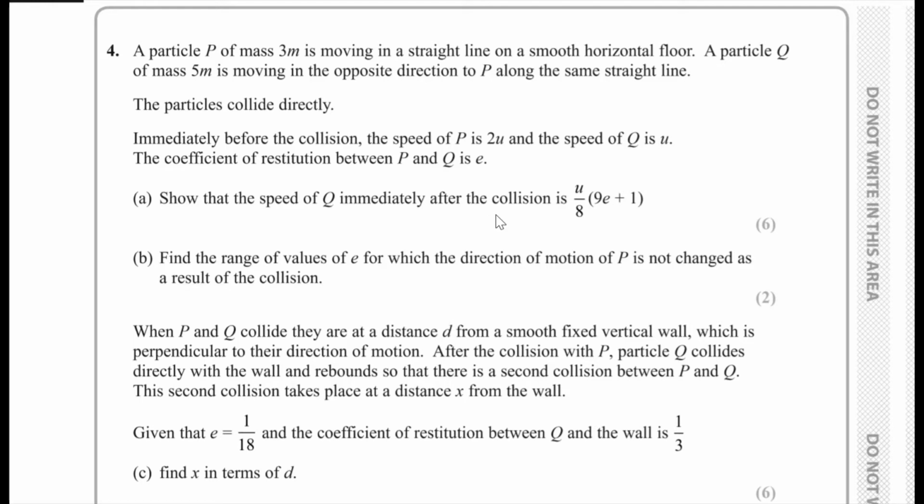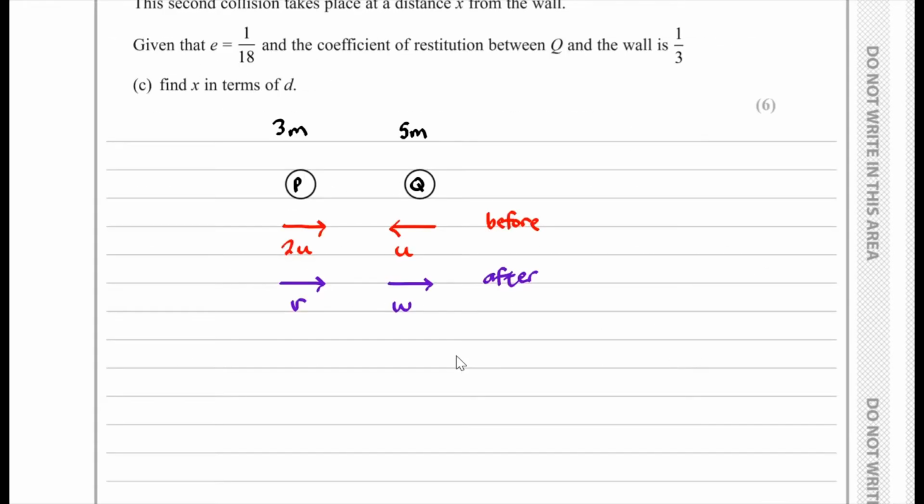I think it would help if we draw out some sort of a diagram to illustrate what's going on. So I've drawn this diagram. We've got P and Q before the collision, and after the collision we've got speeds shown here as well. Now we want to show the speed of Q after the collision. The first thing we can do is use conservation of linear momentum, let's write this down.